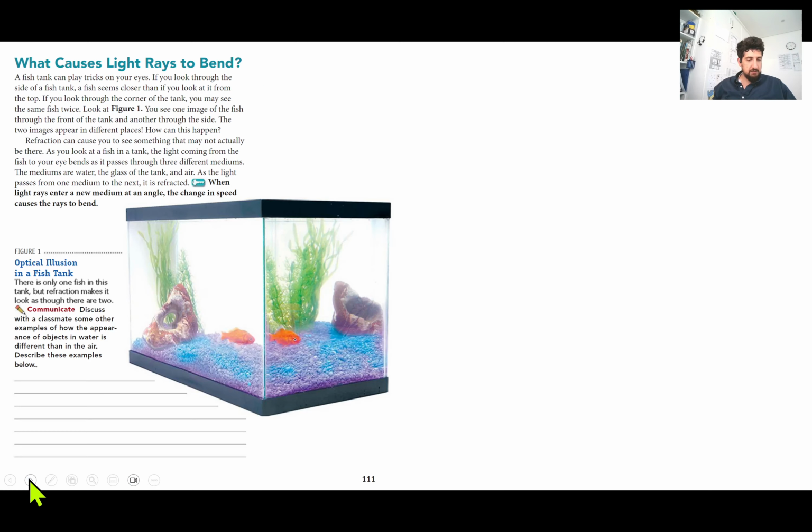Next slide. What causes light rays to bend? Well, that's a very interesting question. What causes light rays to bend? Let's read through this and then we're going to attempt to answer it.